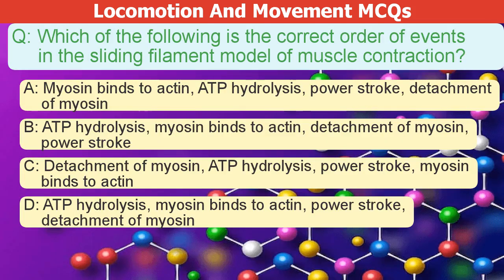Which of the following is the correct order of events in the sliding filament model of muscle contraction? A. Myosin binds to actin, ATP hydrolysis, power stroke, detachment of myosin. B. ATP hydrolysis, myosin binds to actin, detachment of myosin, power stroke. C. Detachment of myosin, ATP hydrolysis, power stroke, myosin binds to actin. D. ATP hydrolysis, myosin binds to actin, power stroke, detachment of myosin.